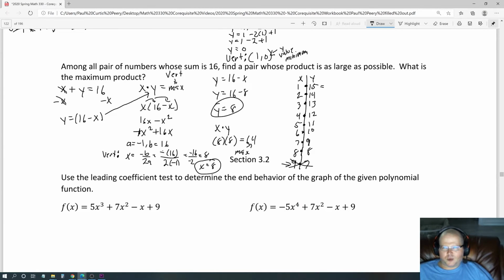Having said that, 1 times 15 is 15. 2 times 14 is 28. 3 times 13 is 39. 4 times 12 is 48. 5 times 11 is 55. 6 times 10 is 60. 7 times 9 is 63. 8 times 8 is 64. Oh, that's a 4, believe it or not. Okay, and that's it. We got it. Same result, right?